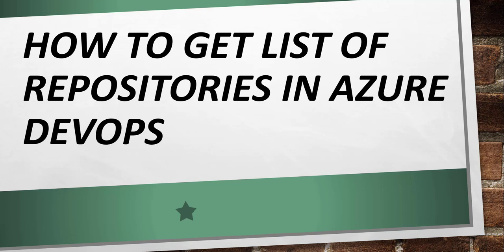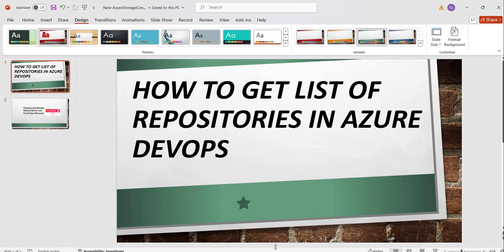So in this video tutorial, I will show you how to get a list of repos in Azure DevOps, right? So what I'll do, I'll just log into the Azure portal and I will show you the complete steps to do this, okay? Now let me navigate to the portal.